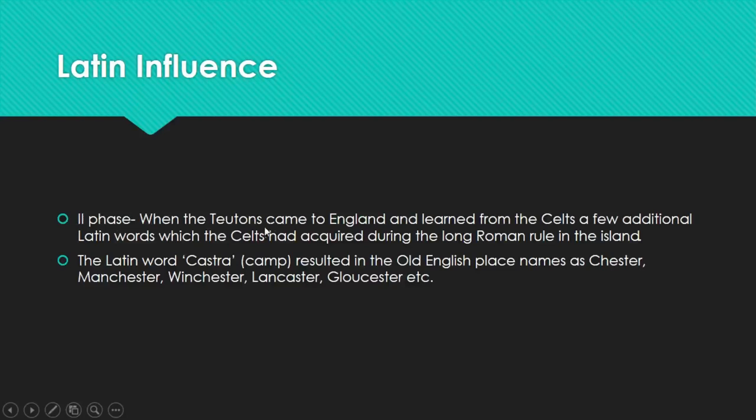This was when the Teutons came to England, when the Anglo-Saxons came to England. When they came to England, they came in contact with the Celtic population there. The Celtic population were already using some Latin words which they acquired during the first phase, during the long Roman rule in the island. So they also borrowed these words indirectly from Latin through Celts.